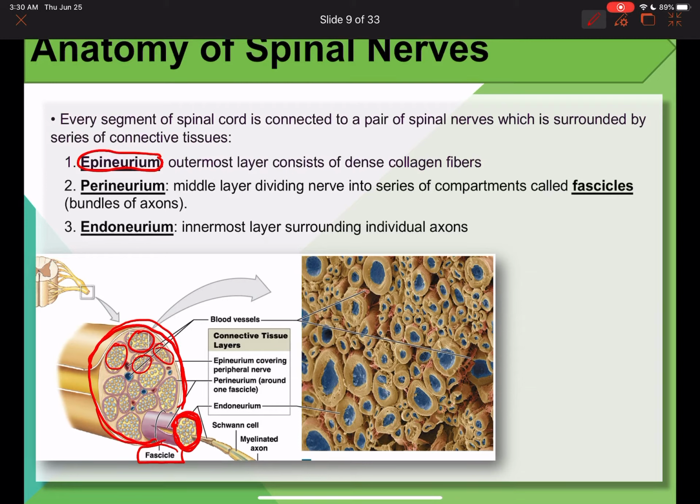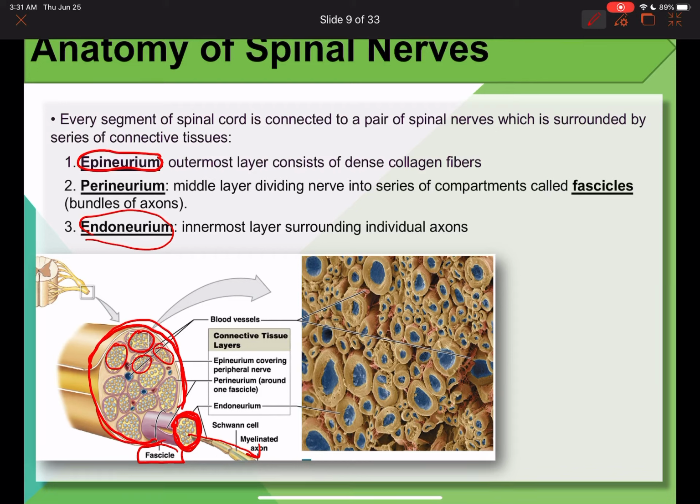perineurium for surrounding the fascicle, and then you have endoneurium, which is wrapped around one neuron. Okay, so if you pull out one of these, this is, for example, a motor neuron or something. Okay, and it's surrounded by a layer of endoneurium. Okay, so one fascicle is usually made up of multiple neurons, just like how one fascicle of the muscle is made up of multiple muscle fibers.